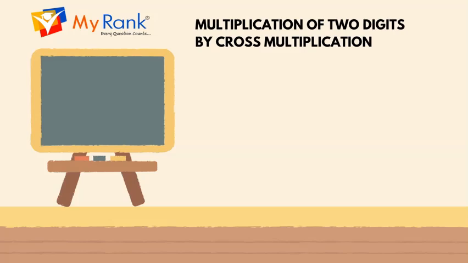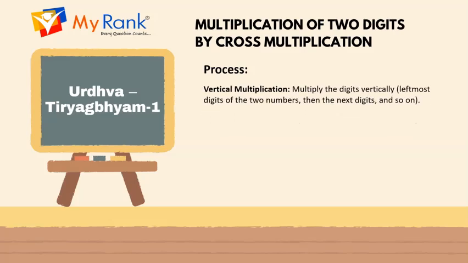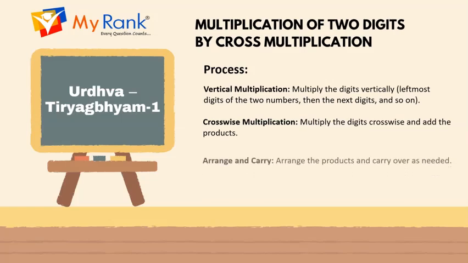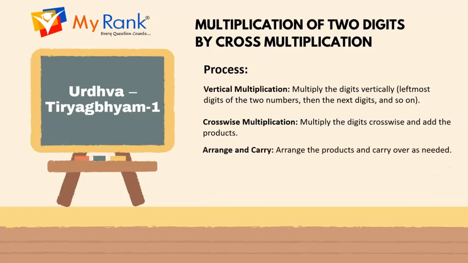Let us see the process of multiplication of two digits by cross multiplication. Vertical multiplication means multiplying the digits vertically, that is, leftmost digits of the two numbers, then the next digits, and so on. Crosswise multiplication means multiplying the digits crosswise and adding the products. Arrange and carry. Arrange the products and carry over as needed.